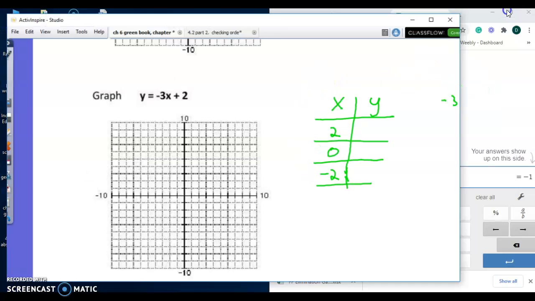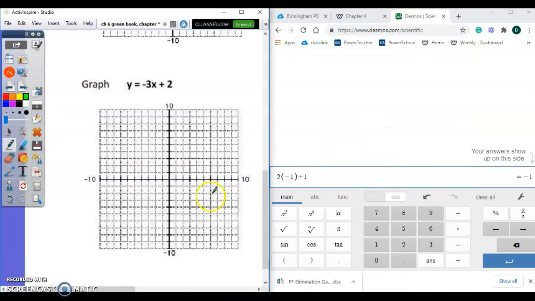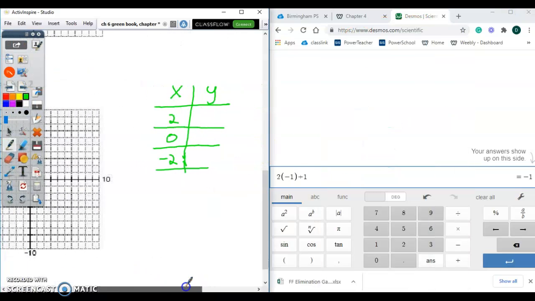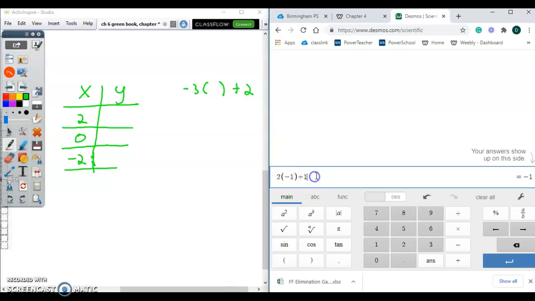All right, so I'm going to bring up my calculator, and I'm coming up with 3 inputs for that. So let's go ahead and type that into our calculator. So we have my -3, I do my parentheses, plus 2, and now I'm going to put in my x values. So for the first one, I'm putting in a 2. I get -4 as my answer.